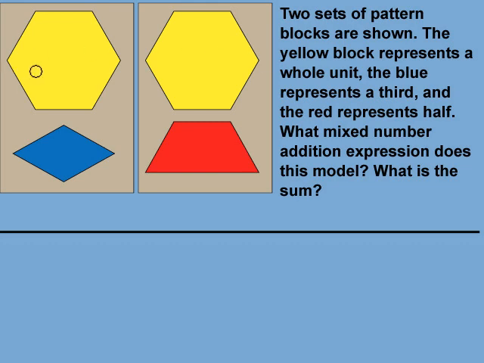The yellow hexagon has a value of 1. The blue parallelogram has a value of 1/3. The red trapezoid has a value of 1/2. The two sets of pattern blocks model this mixed number expression, 1 1/3 plus 1 1/2. We can use the pattern blocks themselves to model the sum.